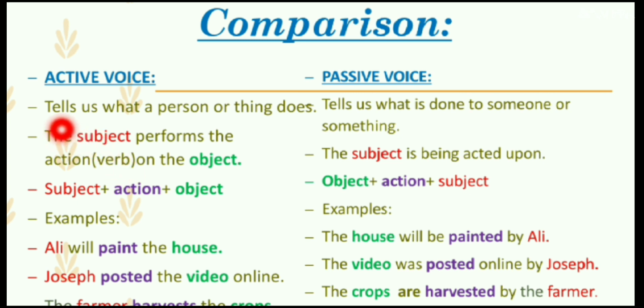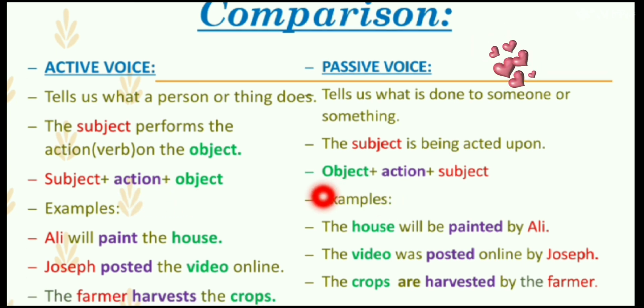Now let's have a look at the comparison between the active and the passive voices. What are the differences? Look at the first difference. Active voice tell us what a person or thing does, while passive voice tell us what is done to someone or something. In the active voice, the subject performs the action, that is verb, on the object, while in the passive voice, the subject is being acted upon. In active voice, the structure is subject, then verb, which is action, and then object. And in the passive voice, object comes first, then action or the verb, and then the subject.